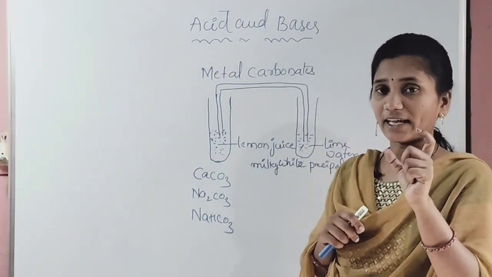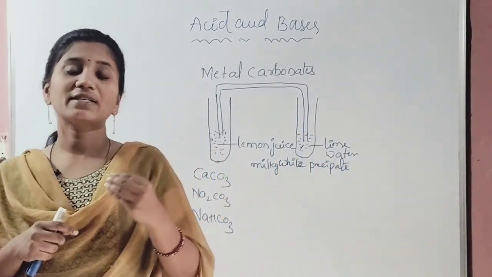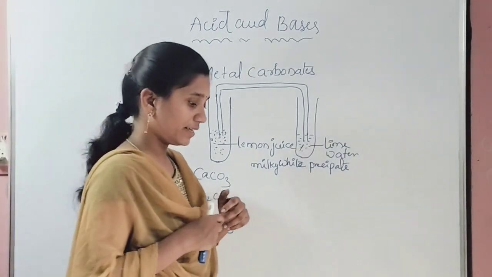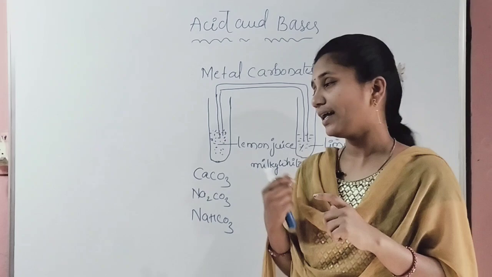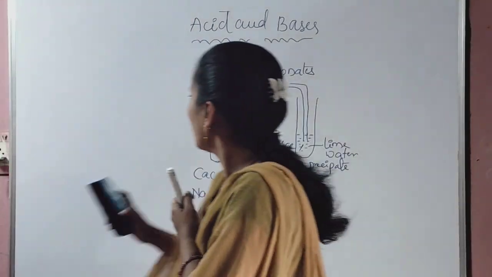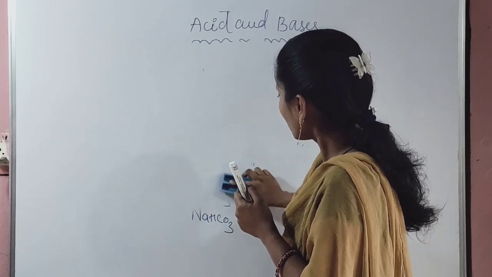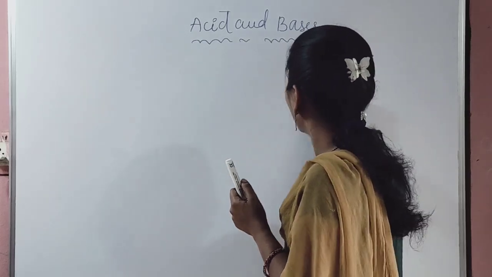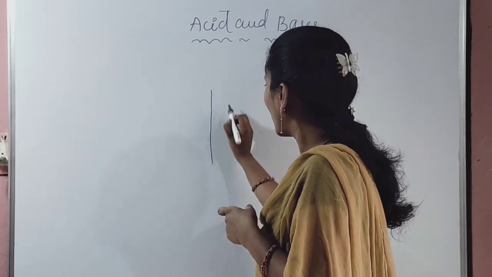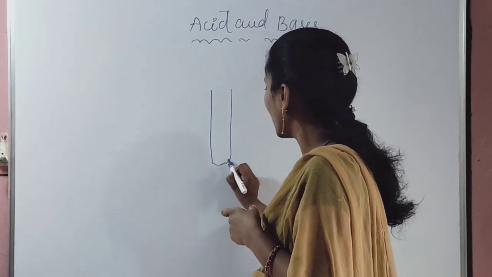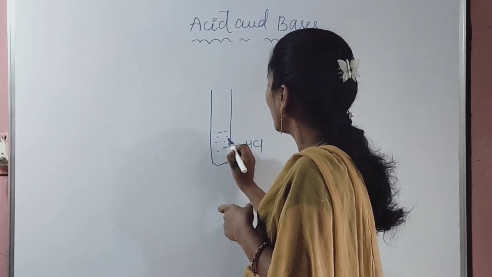See here, is there any solution made by mixing acid and base, can we make the neutral solution by using acidic and basic solution? Let us discuss here. We can make the neutral solution by taking acid and base in equal proportions. For example, take a test tube, and in it take any acid. Here I am going to take HCl.